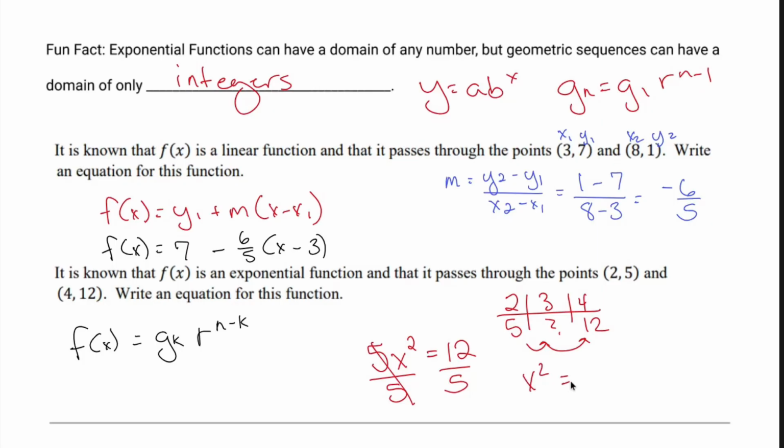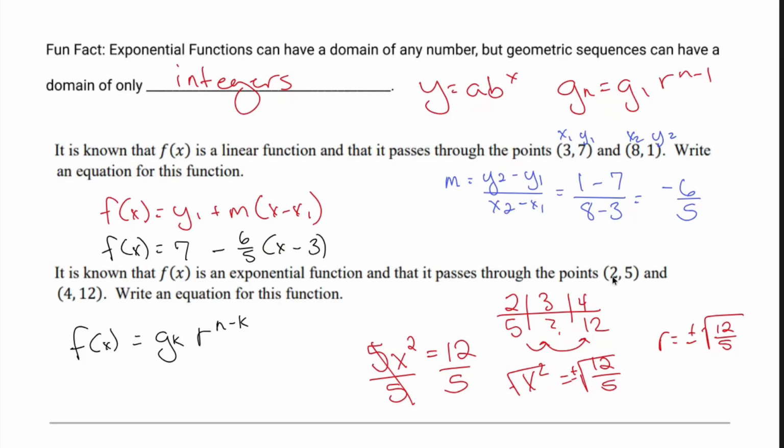X squared is going to equal 12 over 5. Square root both sides. Normally you put a positive or negative there. I guess technically you still can, you can be positive or negative. But that x represents our r. So our r is going to be positive or negative the square root of 12 over 5. That's a mess.